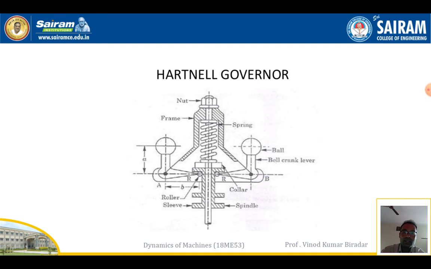Okay, second is the Hartnell governor. In the Hartnell governor we are going to fix the controlling force with the help of a spring. Just observe both diagrams, the Porter governor and this Hartnell governor. In the Porter governor we are not going to use any spring loading, but here we are going to add a controlling force with the help of a spring, called a helical spring. Normally it also consists of two heavy mass balls connected to the bell crank lever. The axis of the shaft is connected again to the collar, spindle, sleeve and roller. Okay, this is about the block diagram of this Hartnell governor.